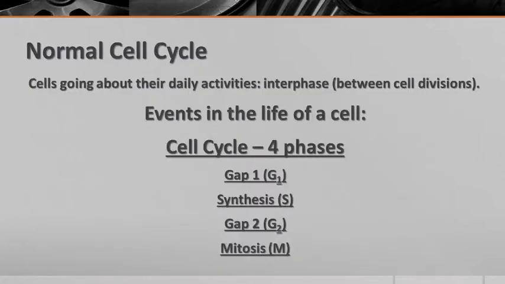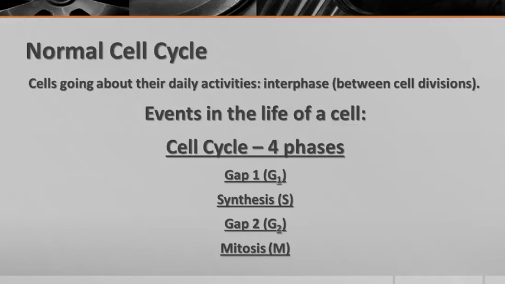So the cell cycle is the life cycle of a cell, from the formation of the cell till it's ready to divide to the next size. When the cell is going about its normal everyday activities, we call that interphase. Inter means between, and interphase is the time between cell divisions.